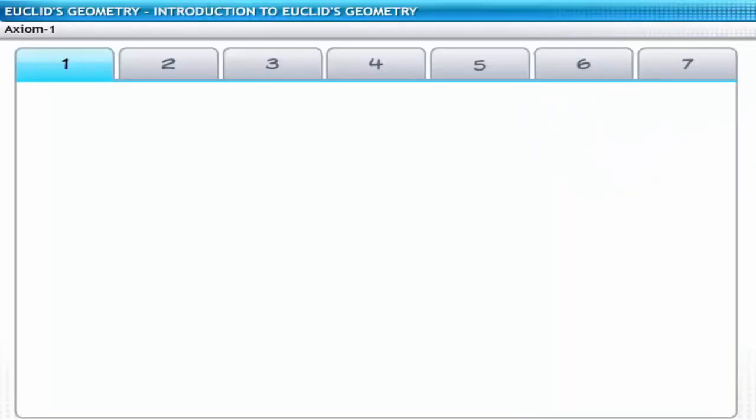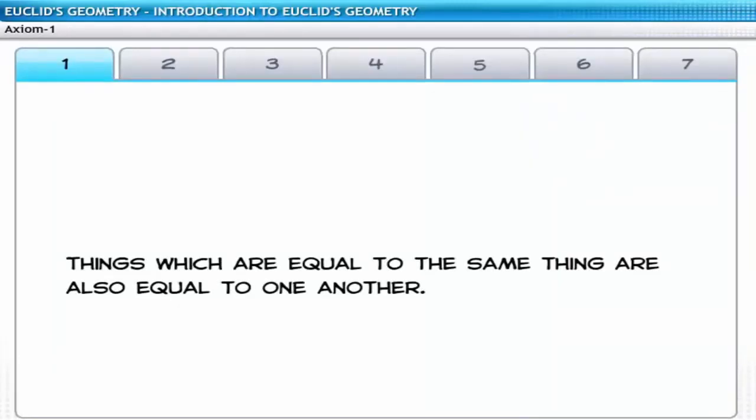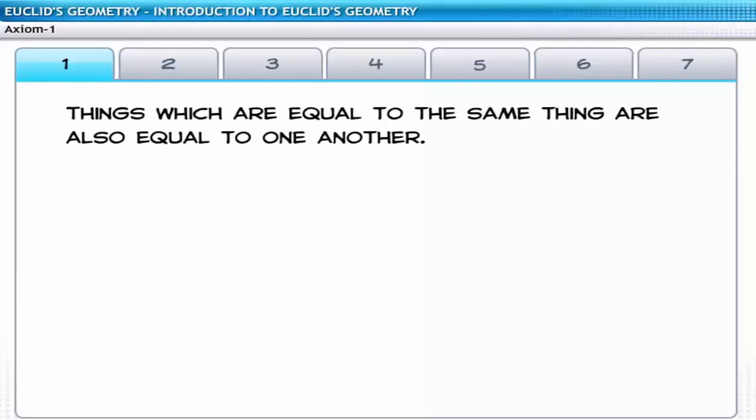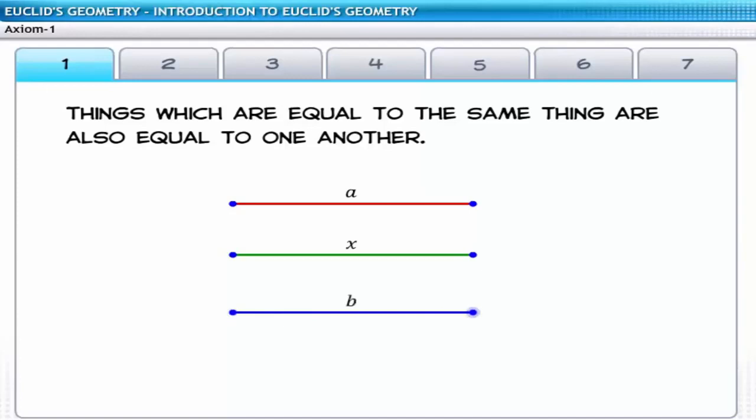The first axiom is stated as, things which are equal to the same thing are also equal to one another. Let's try to understand this axiom. Let A and X be 2 line segments with equal lengths. Let B be another line segment whose length is also equal to X. This implies that the lengths of the line segments A and B are equal since both are equal to the same line segment. If we consider a, b, and x as numbers, this axiom corresponds to the transitive property.